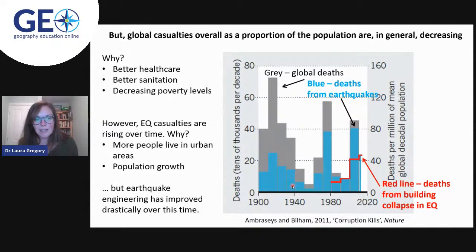Now, the reason for this is that more people are living in urban areas and cities with buildings, and of course, that population growth effect. And so those are two basic contributing factors to the rise in fatalities due to earthquakes. In blue, this is just deaths from earthquakes in general. So that might include deaths from tsunamis and things like that. And the red line here is just deaths from building collapse. So building collapse has really gone up over the last few decades, despite the fact that earthquake engineering has drastically improved over time. So the problem is a lot more complicated.